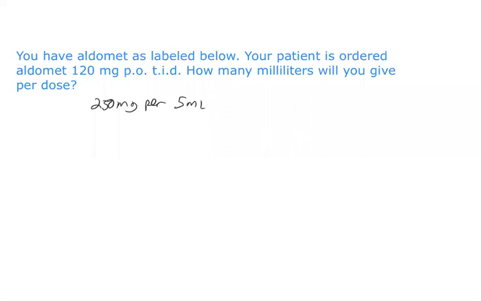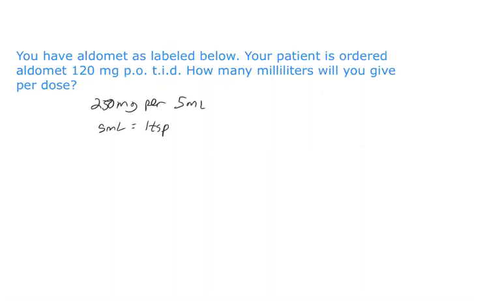1 teaspoon. You got it. So if this question were to ask how many teaspoons would you administer, you could also solve that because you know that they're both the same. Okay. So 5 ml is 1 teaspoon, just keeping that in mind.